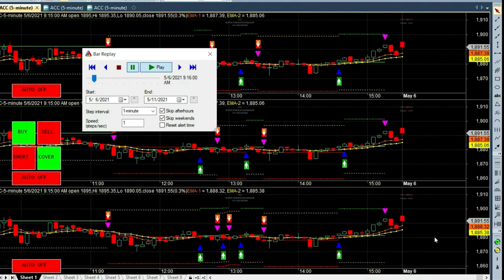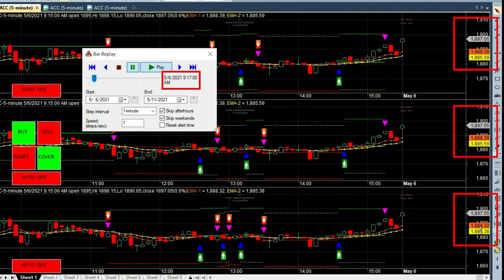In chart 1 and chart 2, moving average will fluctuate till the candle is complete, but in chart 3 moving average will not fluctuate. See, at 9:17 also moving average on chart 1 and chart 2 have changed, but here it has not changed. It is the same 1888.32 and 1885.38 itself. At 9:18 only chart 1 and chart 2 moving average have changed. In chart 3 it has not changed. 9:19 nothing has changed. 9:20 nothing has changed.